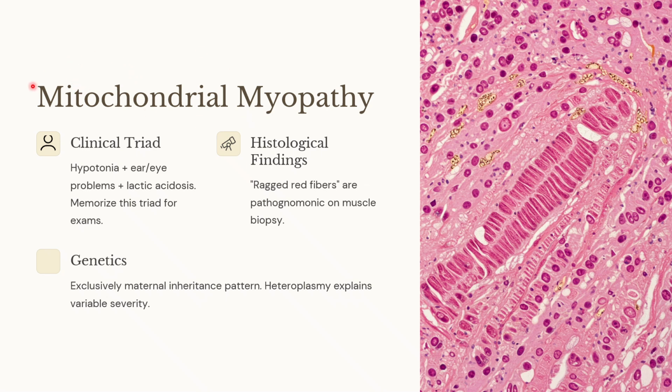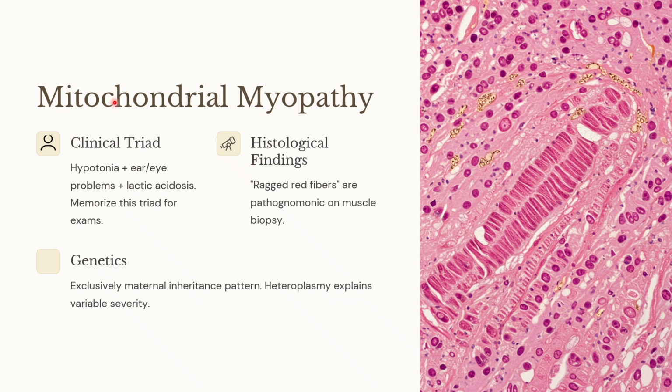What about mitochondrial myopathy? Here, it is associated with hypotonia, with eye or ear problems, as well as lactic acidosis. This is the triad for mitochondrial myopathy. And the most common pathognomonic feature on muscle biopsy is ragged red fibers.